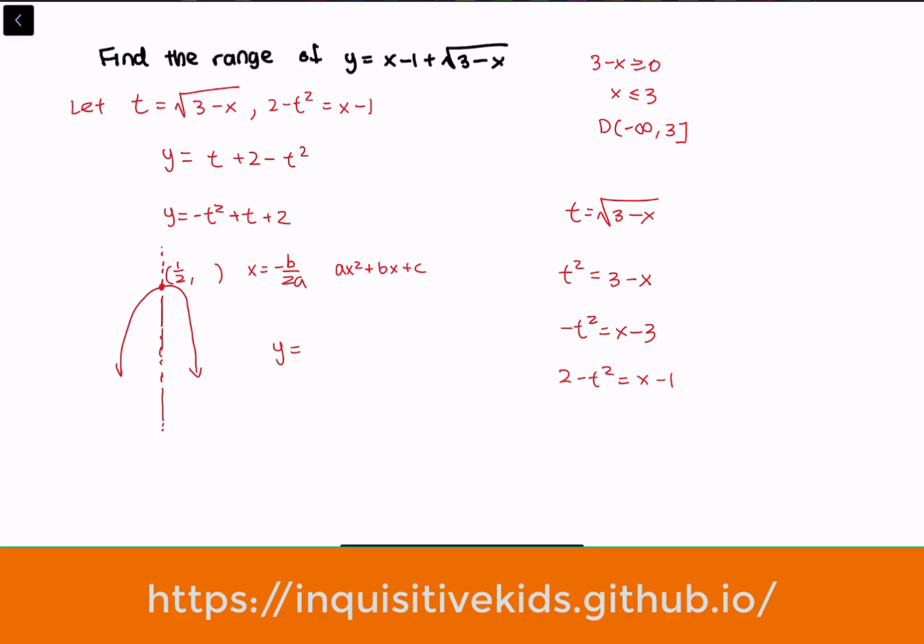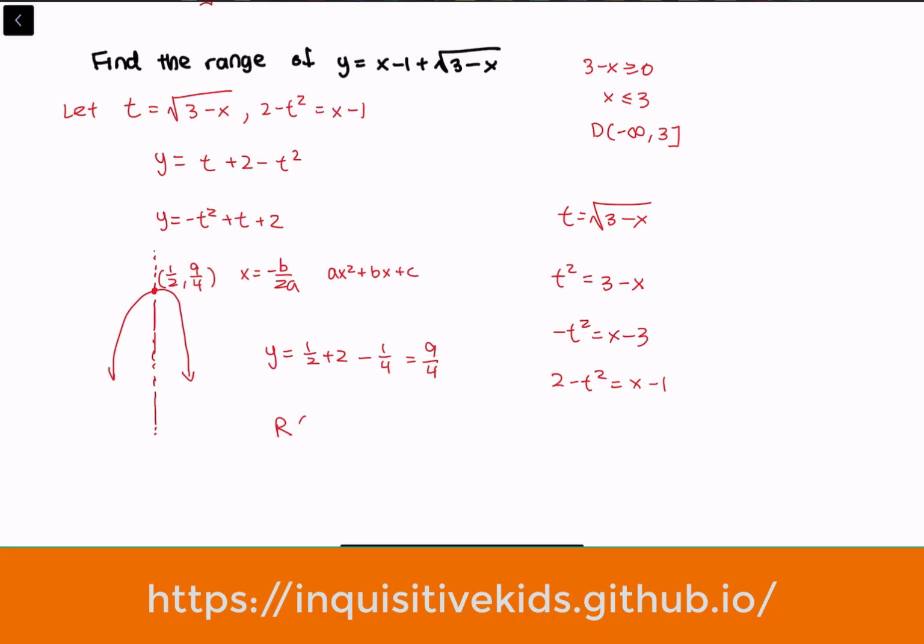So y would equal 1/2 plus 2 minus 1/2 squared, which is 1/4. This is equal to 9/4. So the y value of our vertex is 9/4. And 9/4 is the highest our y value is ever going to get. Because from the vertex onwards, on both sides, it just keeps going down into negative infinity. So the range of our function, which is all the possible y values, is just negative infinity to 9/4 inclusive.